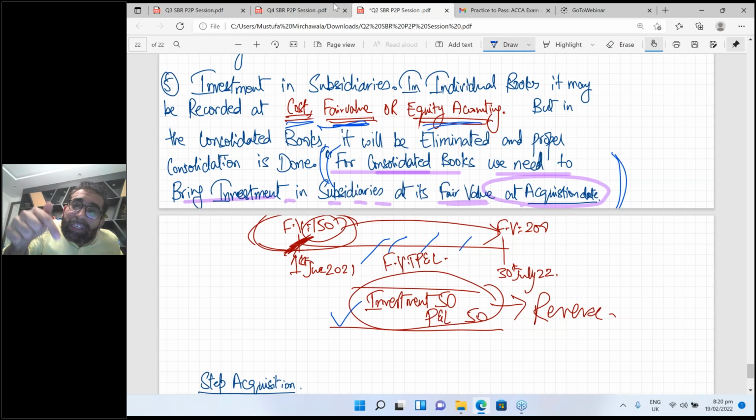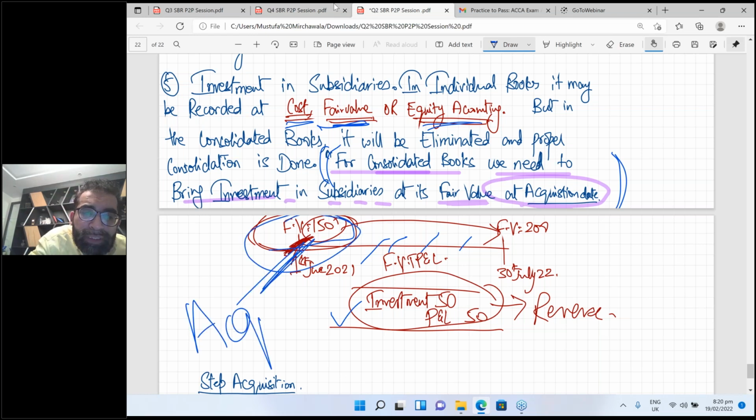But now when you start consolidation accounting, the first thing you should do is to bring the investment to its value at the acquisition date. So you must bring the investment of the subsidiary to fair value at acquisition date. And how will you do that? By reversing this entry. Then only you can do consolidation. Okay, so this is the requirement.